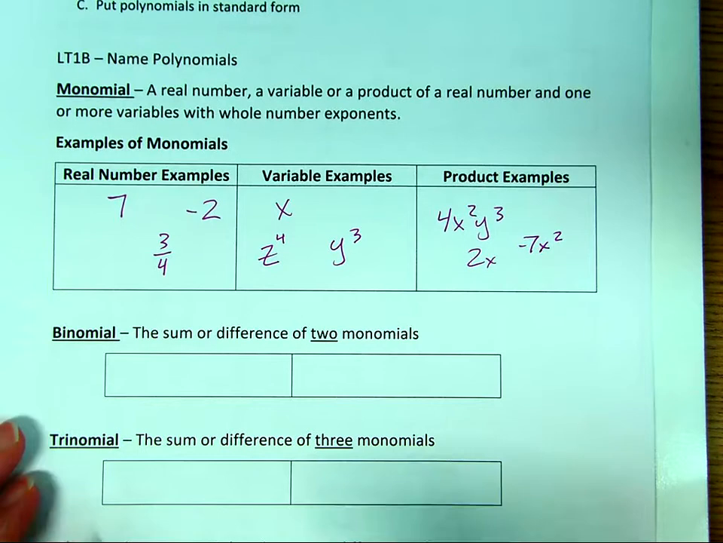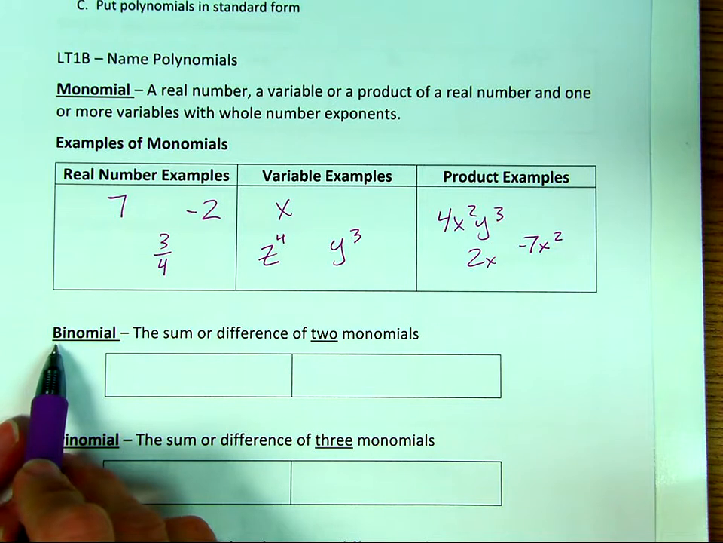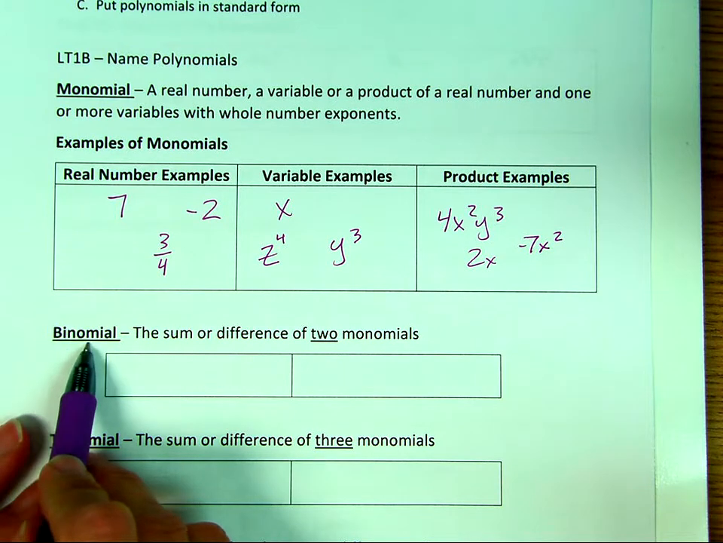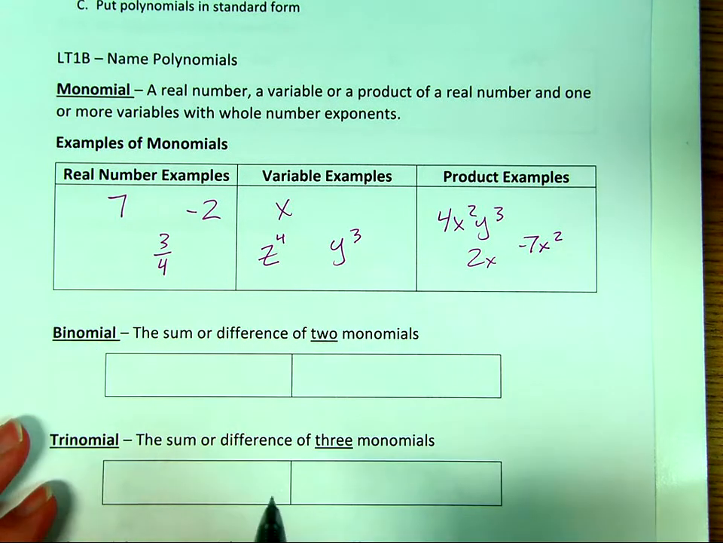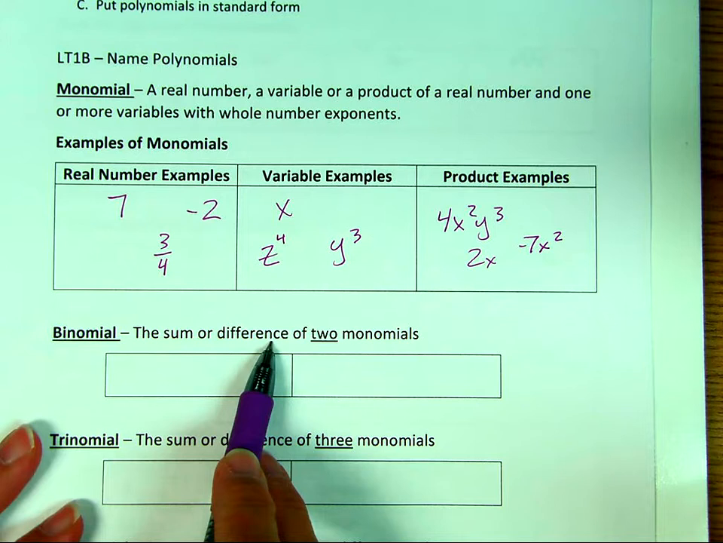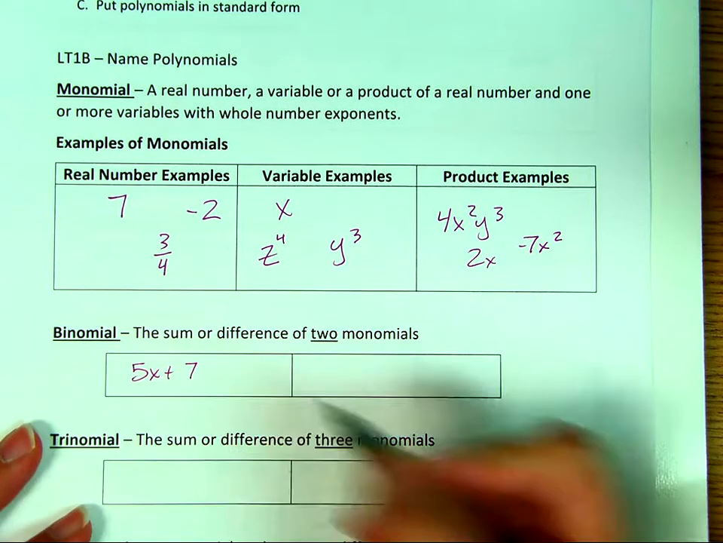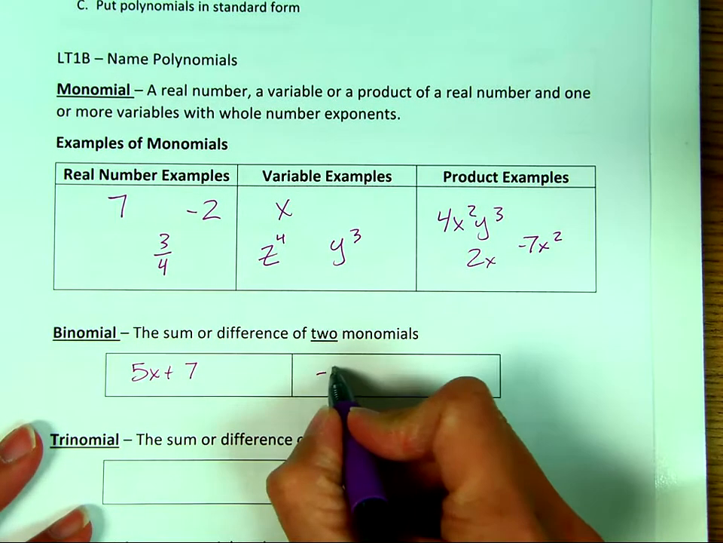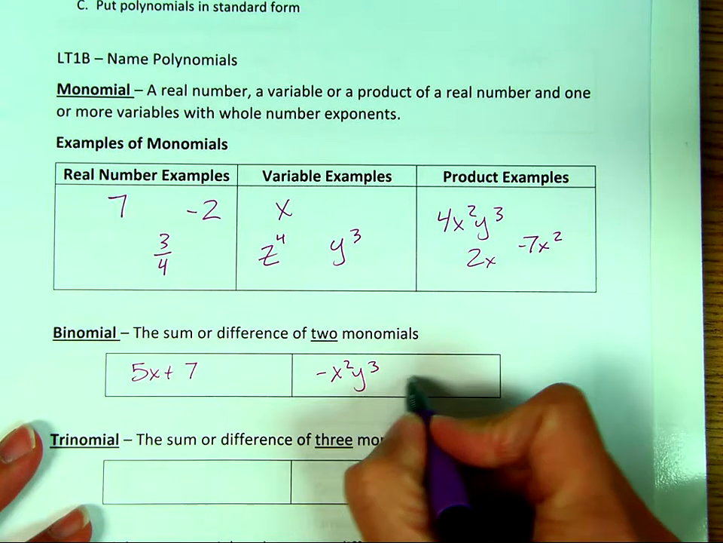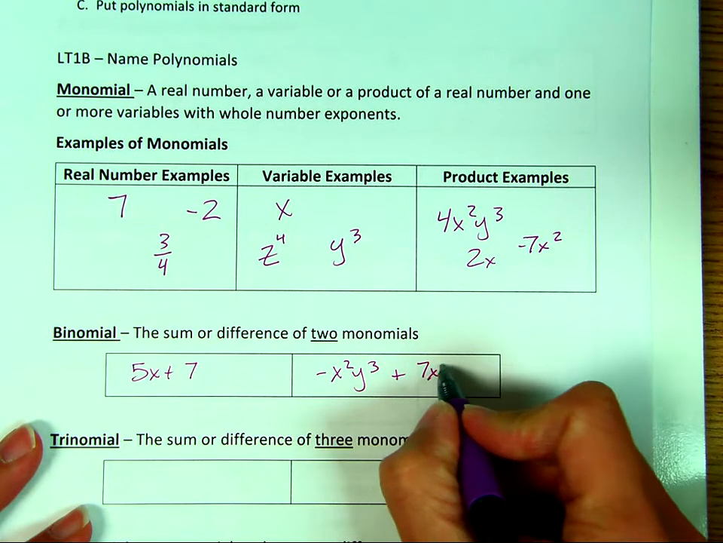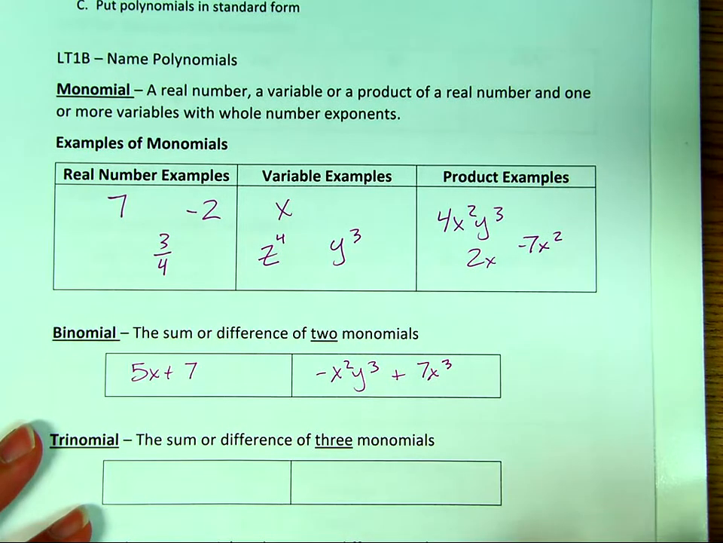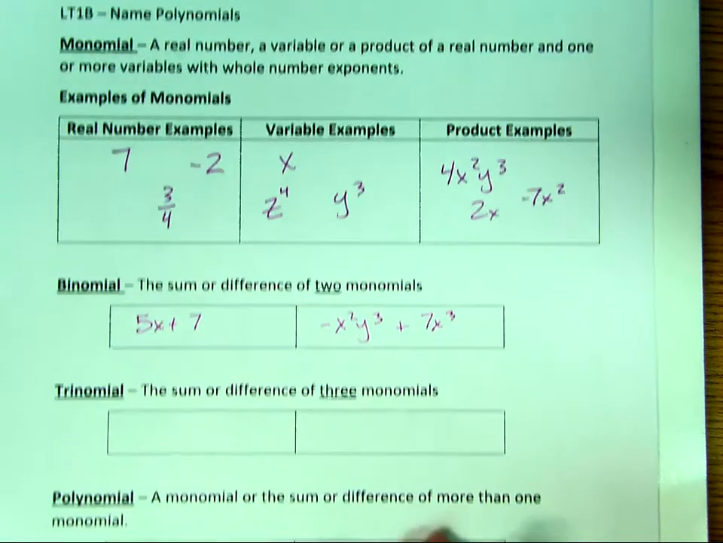Now a binomial, the word bi means two, like a bicycle has two wheels. So a binomial means there's two monomials together, and it's the sum or difference. So like 5x plus 7, or -x squared y cubed plus 7x cubed. Those are examples of binomials.